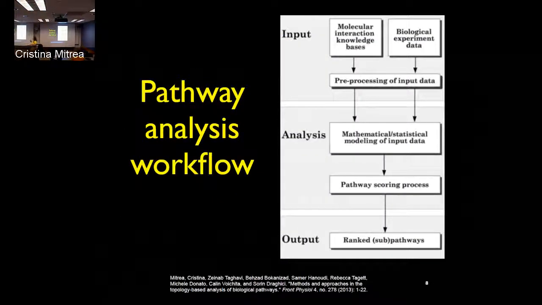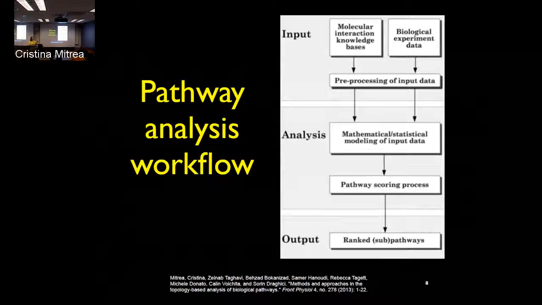So typically, a pathway analysis tool takes information like molecular interaction knowledge bases, pathways, and biological experiment data: gene expression, methylation, protein expression. It does the pre-processing of the input data. It does mathematical and statistical modeling to score the genes, or to score the proteins, and then score the pathways. And then, after the pathway scoring is done, we have either a significance assigned to that score or just the score, and we rank those pathways. So that's the typical process for a pathway analysis.